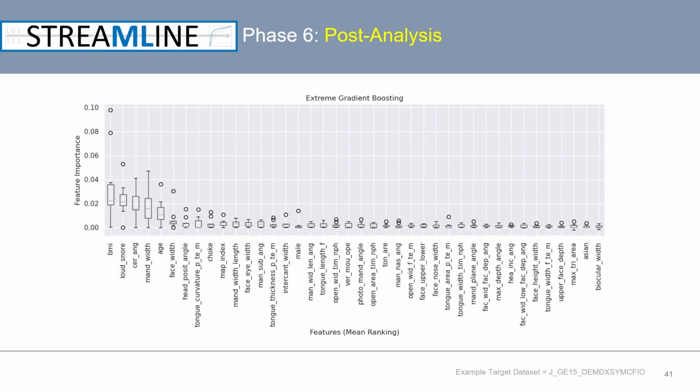Next, we have model feature importance box plots generated for each algorithm. The one shown here is for the extreme gradient boosting algorithm. By default, these plots illustrate the top 40 features ranked by mean feature importance across each of the cross-validation datasets.